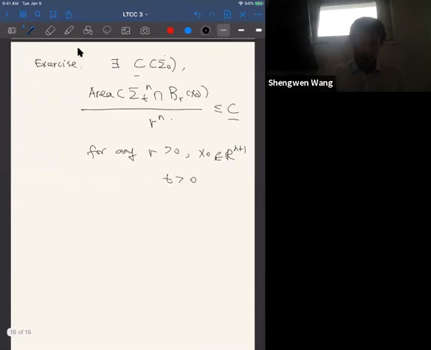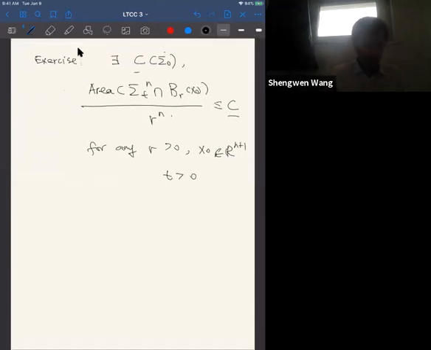All right, so this is going to be left as an exercise, and its proof is by making use of the F area, the Gaussian area that we introduced.